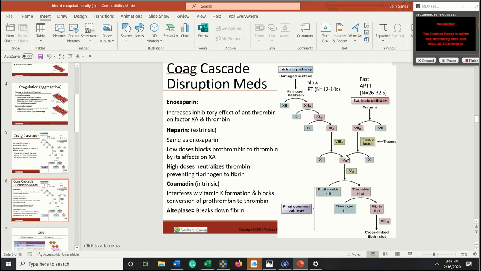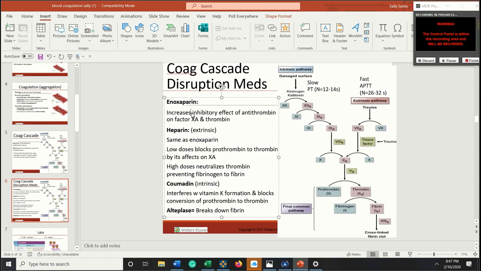Because remember, I told you we have our own TPA, our own fibrinolysis in our body to help it become dissolved. So these medications only stop it from growing. Okay. The next medication is heparin. Enoxaparin actually is a derivative of heparin. It's a low molecular weight heparin.